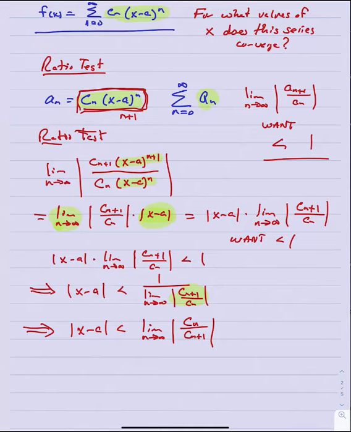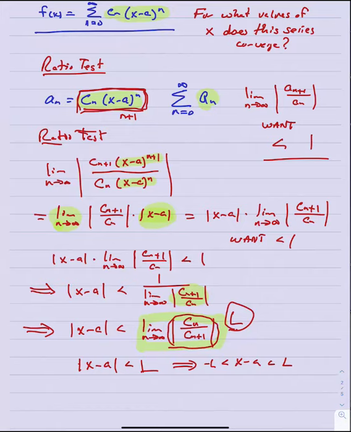All right, now, if this limit exists, and we call that L just for a minute, we would have the absolute value of x minus a less than L, which is the same thing as x minus a being greater than negative L and less than L. And this limit would be positive if it existed, since the thing I'm taking the limit of here is positive. If I add a to all three parts, I get a minus L is less than x is less than a plus L. You'll notice what I have then is an interval centered at a, where the upper limit is a plus L and the lower limit is a minus L. In other words, I am guaranteed convergence on the interval a minus L to a plus L.